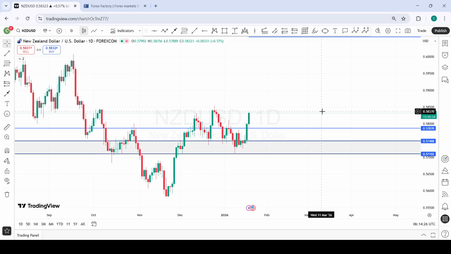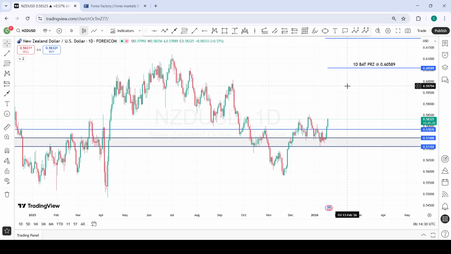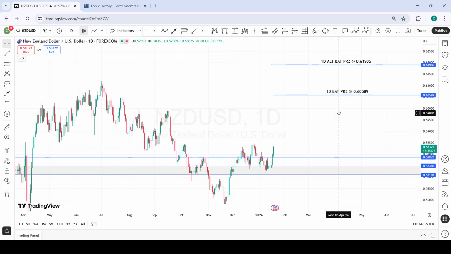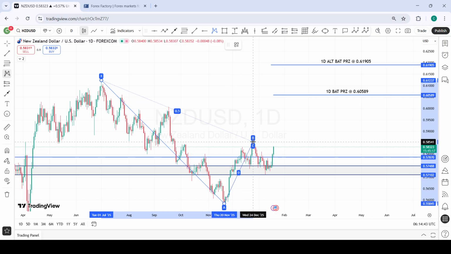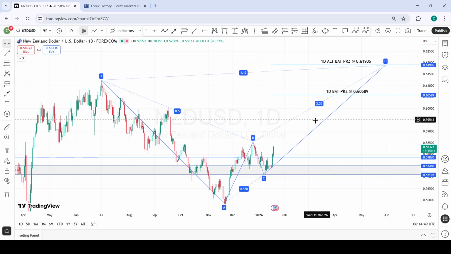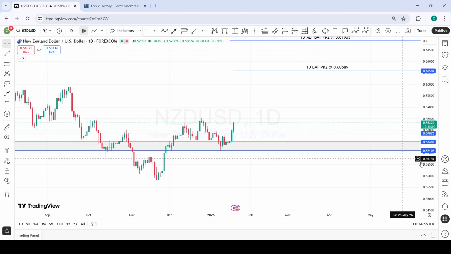We have here NZDUSD. So currently NZDUSD is forming a potential harmonic pattern, which is a potential bat or alt bat pattern. And this is our X, this is our A, this is our B, this is our C leg, and price is looking to continue the momentum to the upside. So going into this week, we're looking out for buying opportunities from here.